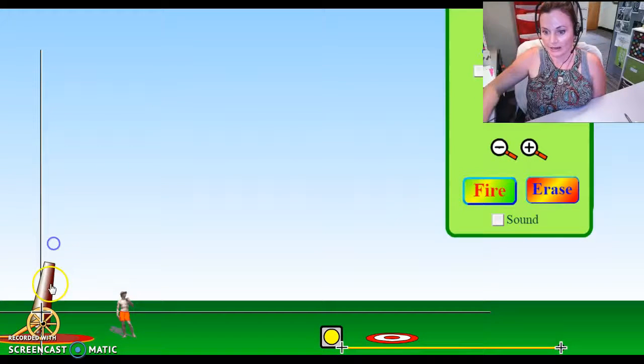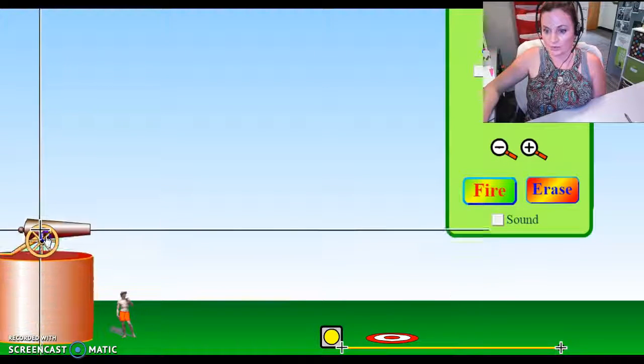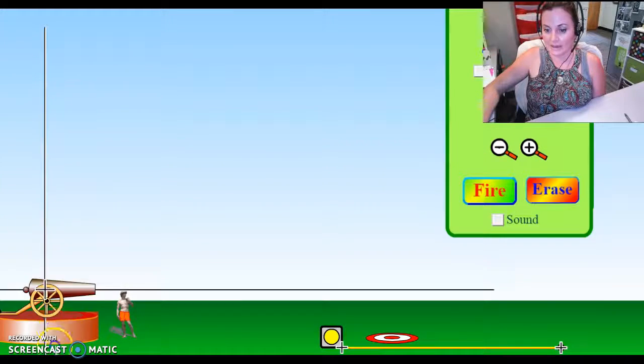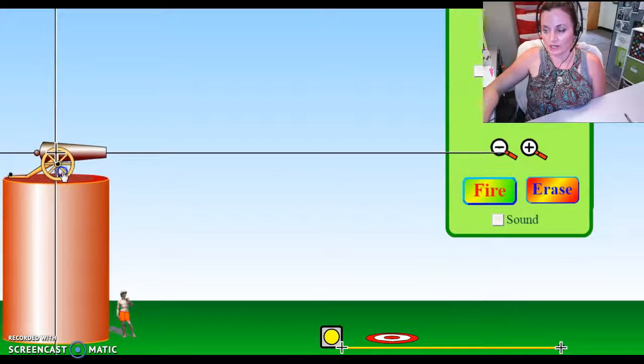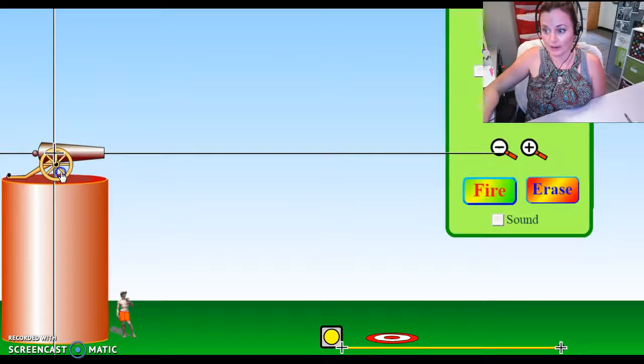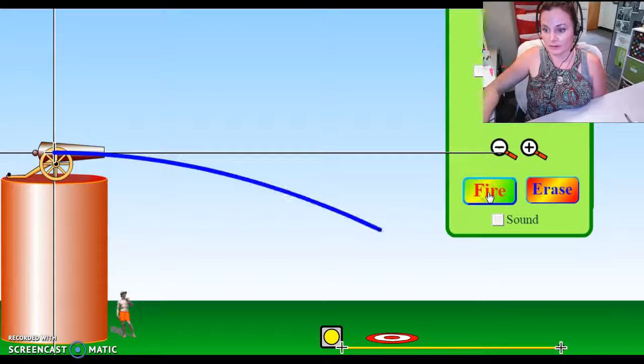You can change the height of the cannon. You're going to leave it at an angle of 0 degrees, I believe. So make sure it's at 0 degrees. And then you can actually move this cannon up and down. So you're changing the height at which the cannon is fired, because you're going to be observing the motion of that projectile. And then it gives you some data.